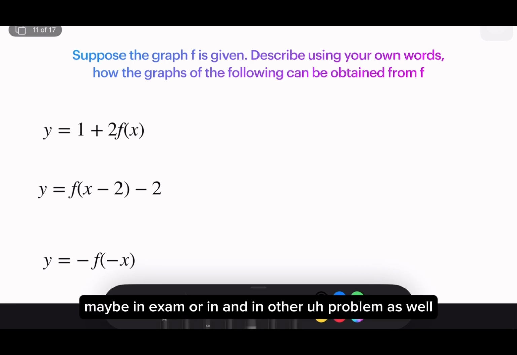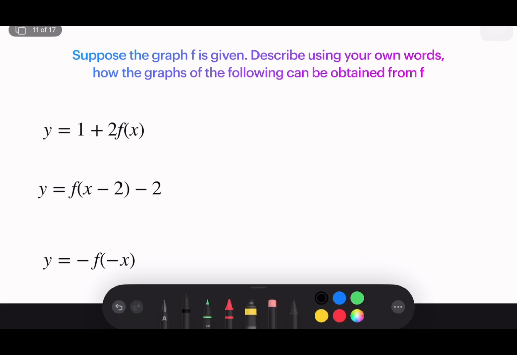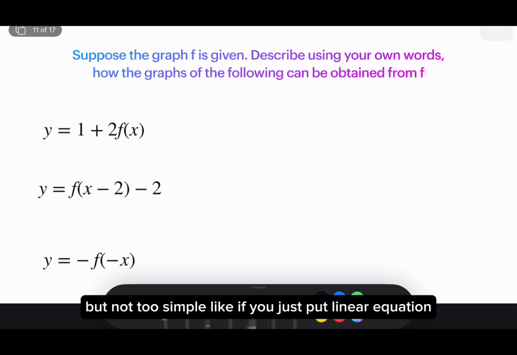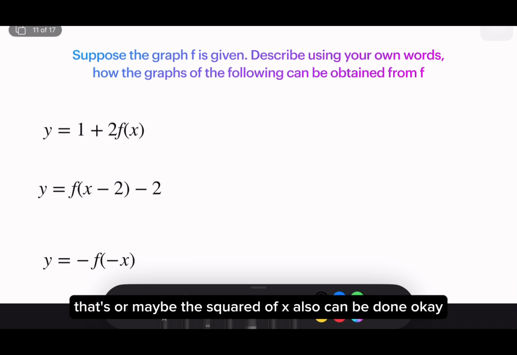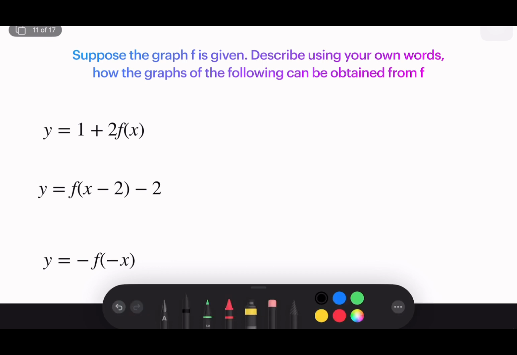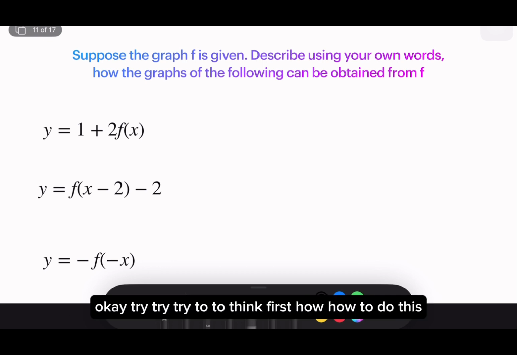And then, like I said before, if you are lost in thought, maybe in an exam or in another problem, you can let function f be some simple function, but not too simple. If you just put the linear equation y equals x, it doesn't describe anything. You can put something with a curve like x squared, or maybe the square root of x can also be done. Try to think first how to do this.